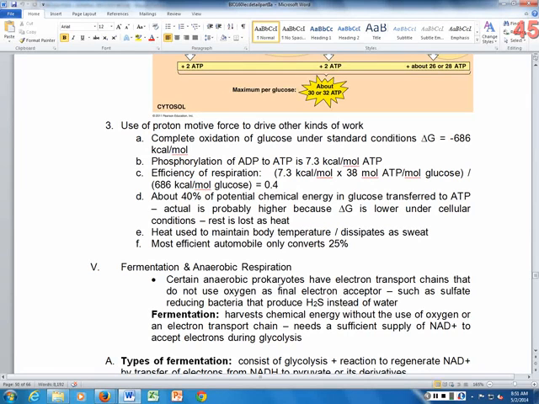So let's go ahead and take a break for a couple minutes before we talk about fermentation. On with fermentation.